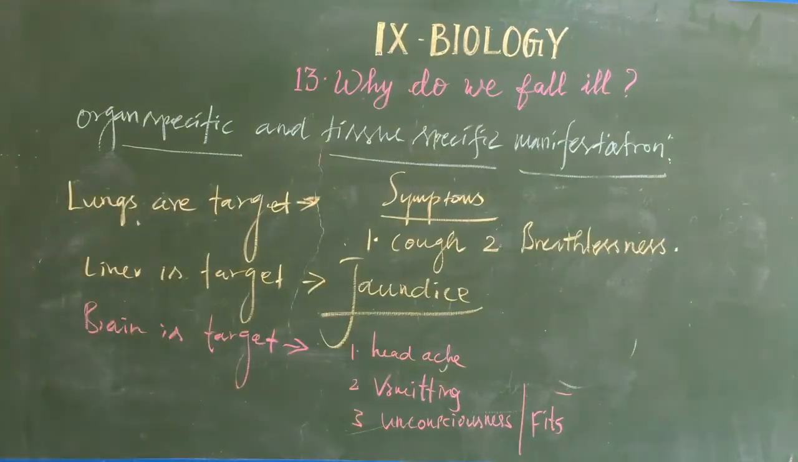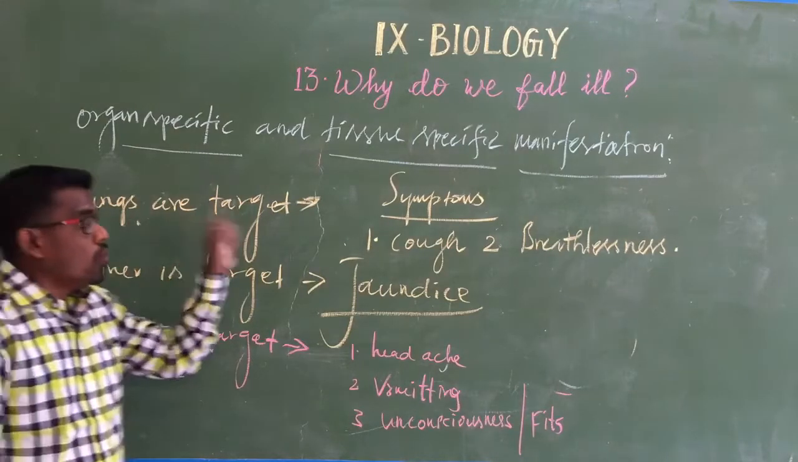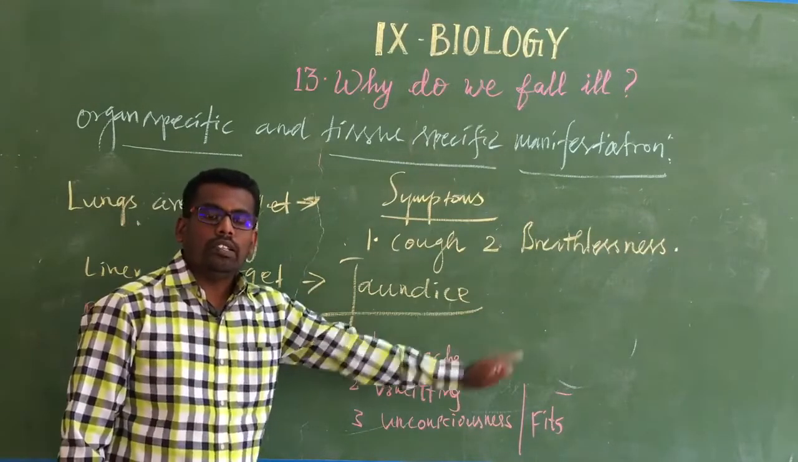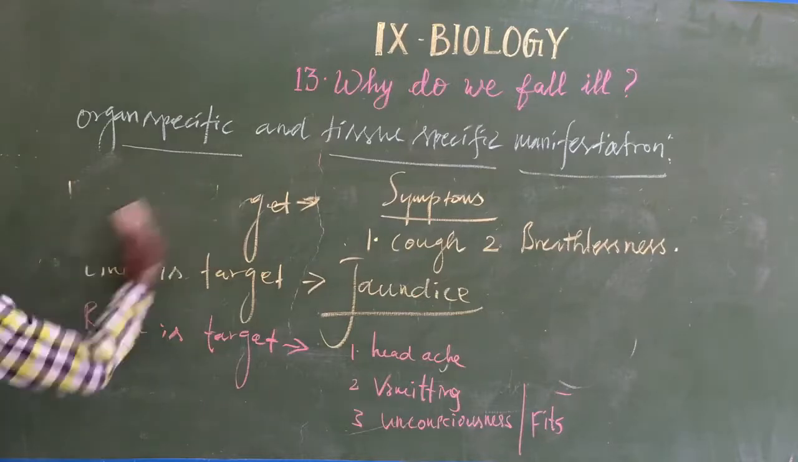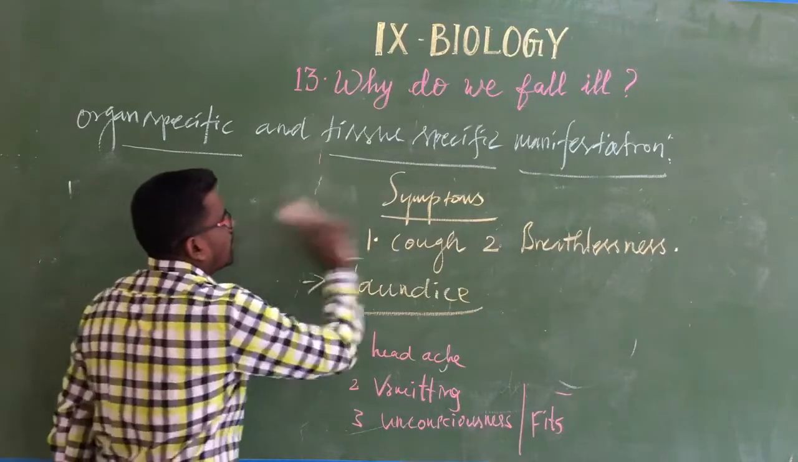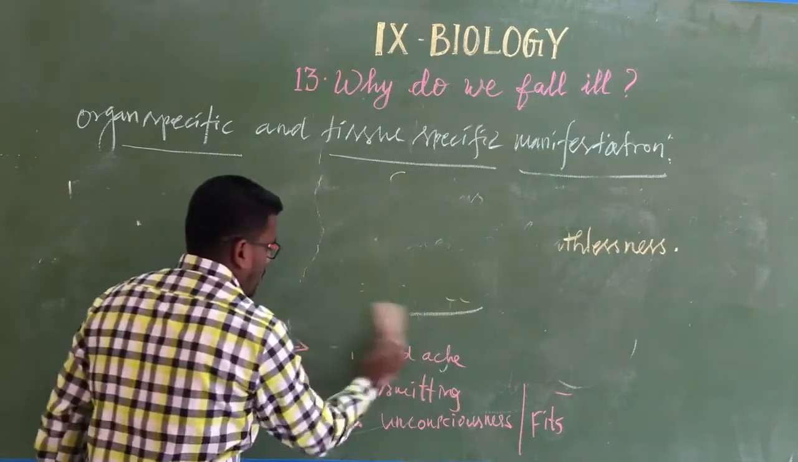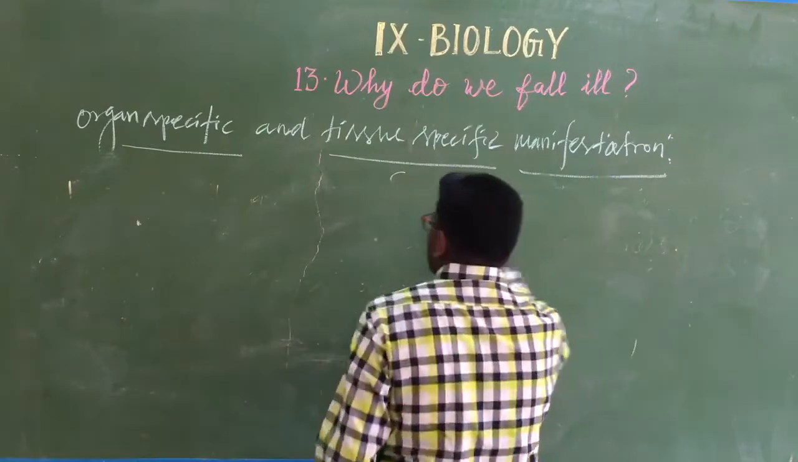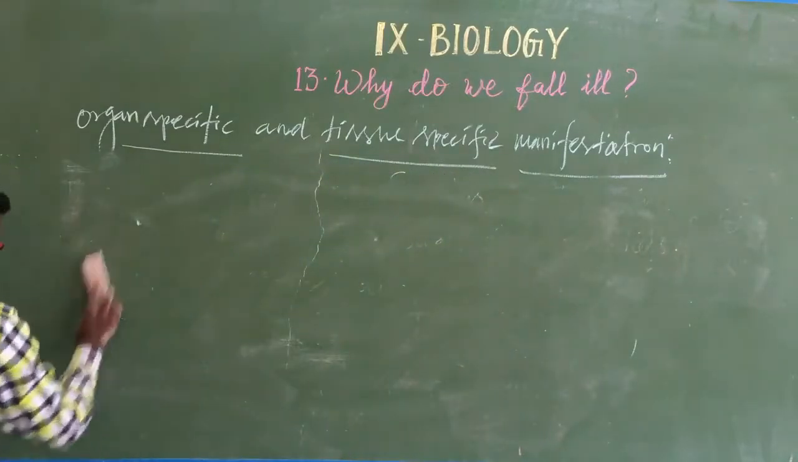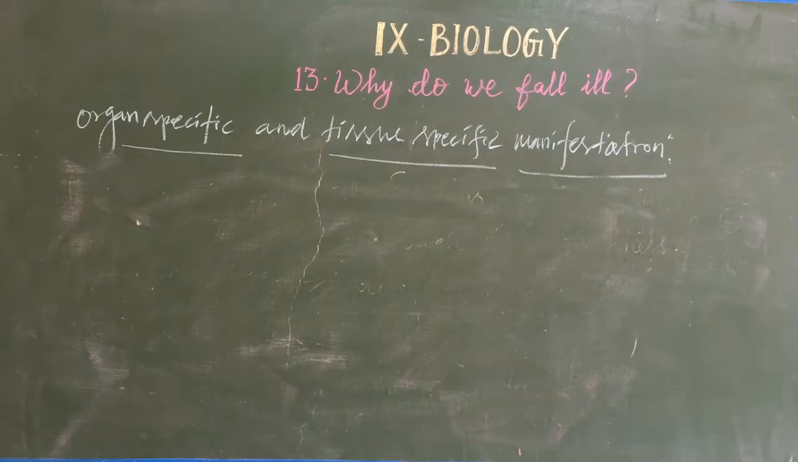Okay, so the point of entry decides where the microorganism should reach, what it will do, and what the symptoms are. So these are the organ-specific and tissue-specific effects.